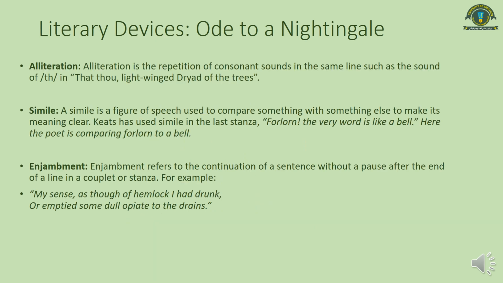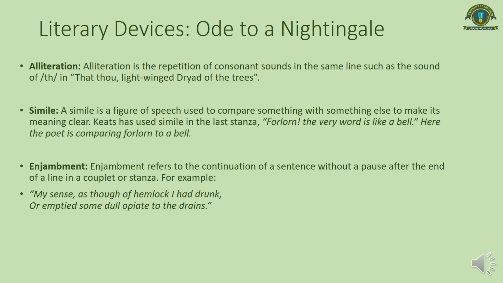So in Ode to a Nightingale, first of all, Keats used alliteration. Alliteration is a repetition of consonant sounds in the same line, such as the sound of the th in that thou light-winged dryad of the tree. So this th sound comes twice again. So when the combination of consonant sounds occurs, that is called alliteration, and Keats has used this alliteration many times in the poem. For example, beaded bubbles winking at the brim, this is also the use of alliteration.